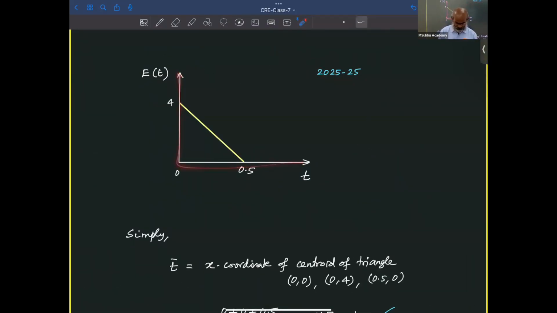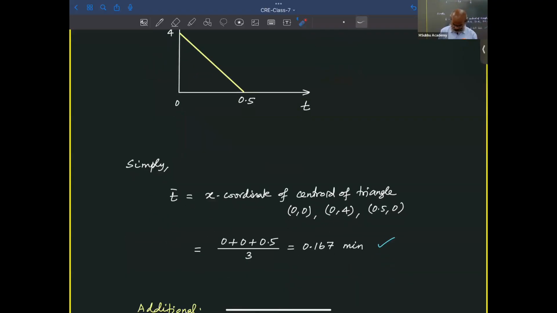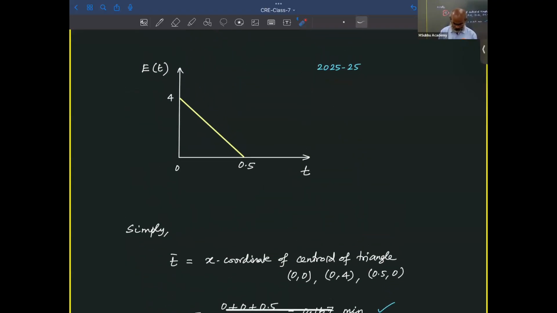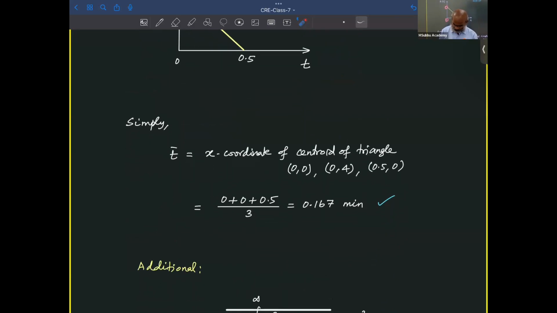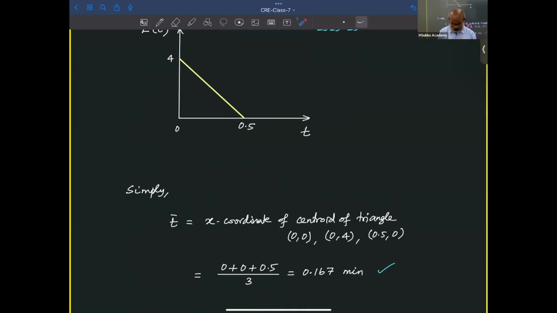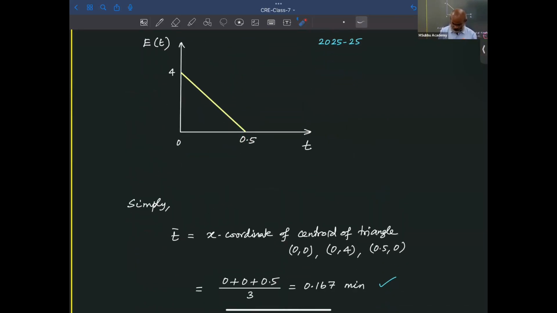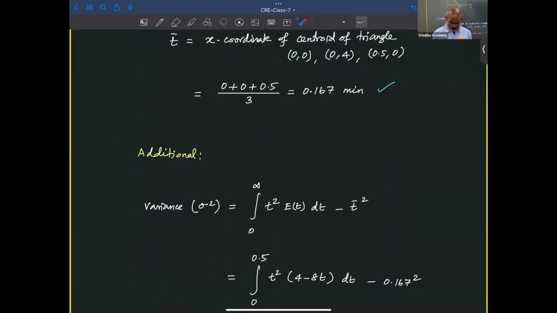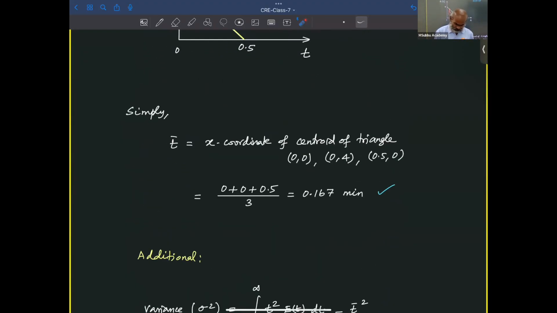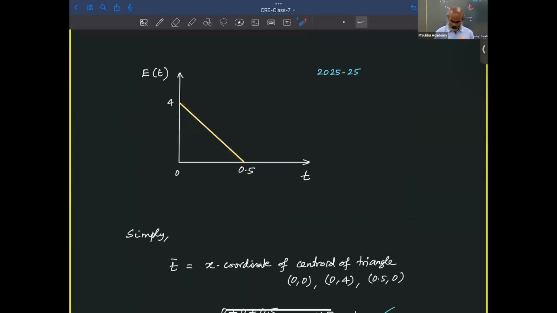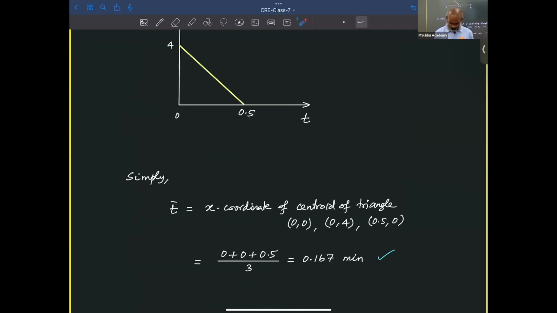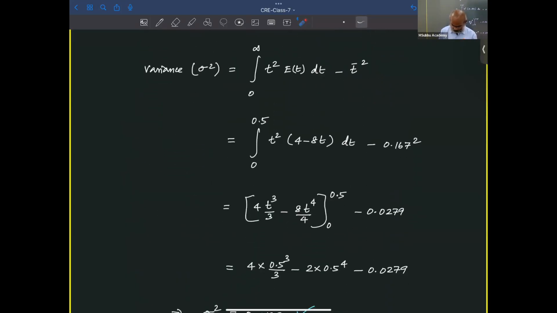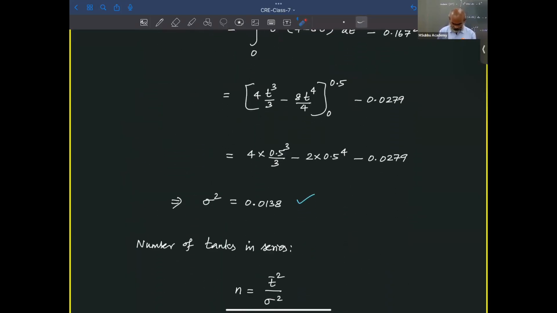Now, of course, this was a question in a recent exam. We were given E versus time, and we were asked to get the mean residence time. Simply you can take the centroid, values 0, 0, 0.4 and 0.5, 0, that centroid is giving it. You can also get this by getting the equation for this and using the integral of T, E of T, dt as well. Additionally, suppose we want the variance, that also you can get. And for this, what is the number of tanks in series?